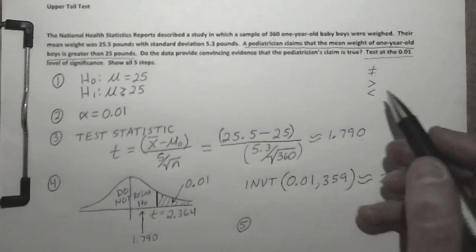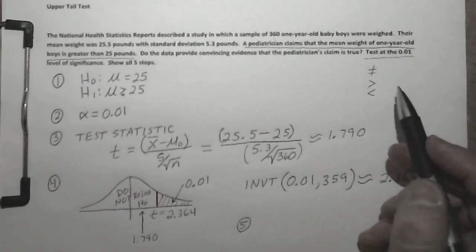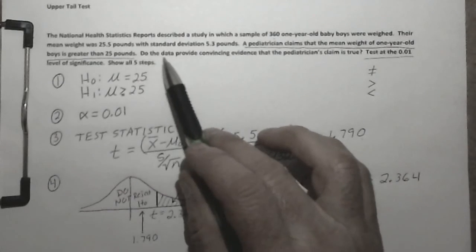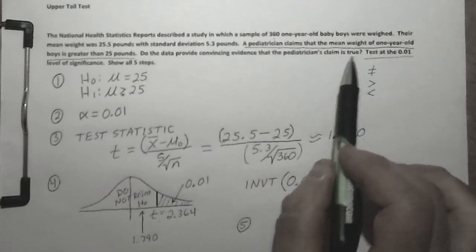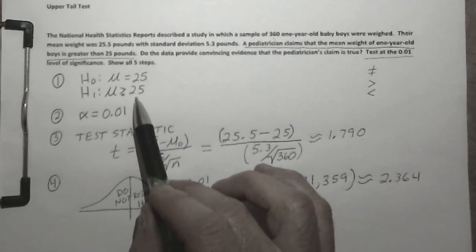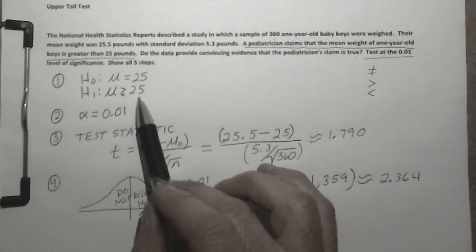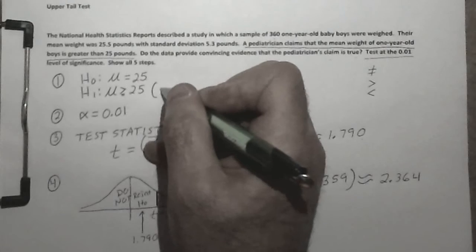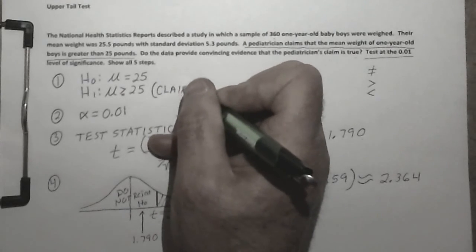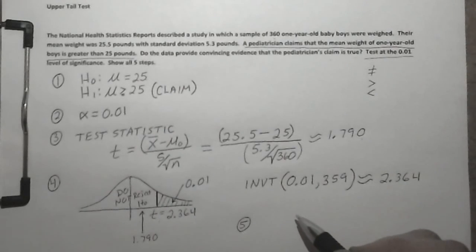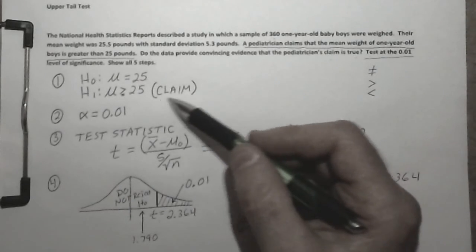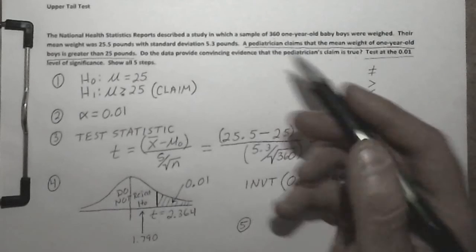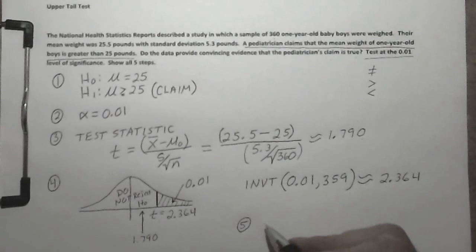Now, what was the claim for this test? Notice it says, do the data provide convincing evidence that the pediatrician's claim is true? Well, the claim was that the mean population weight of all 1-year-old baby boys is greater than 25 pounds. So the claim is going to be the alternative hypothesis statement. Well, unfortunately, we're not able to reject the null hypothesis. And for that reason, the claim is not being supported by sample evidence here. And so therefore, our conclusion regarding this test is this.